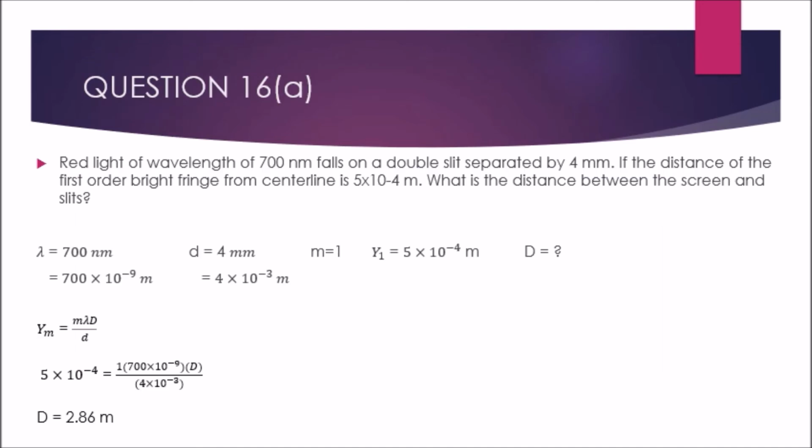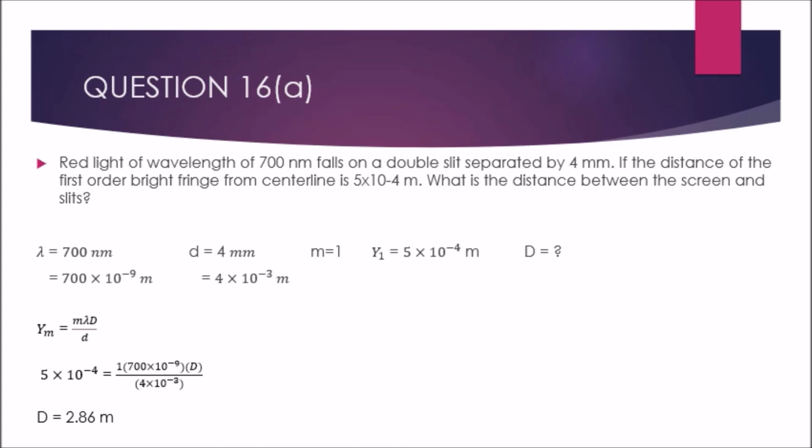For question 16a, red light of wavelength 700 nanometer falls on a double slit separated by 4 mm. If the distance of the first order bright fringe from the center line is 5 times 10 to the power of negative 4 meter, what is the distance between the screen and slits? From this question, we have found some information, which is lambda equals 700 nanometer, and we will convert it to meter unit and it will be 700 times 10 to the power of negative 9 meter.